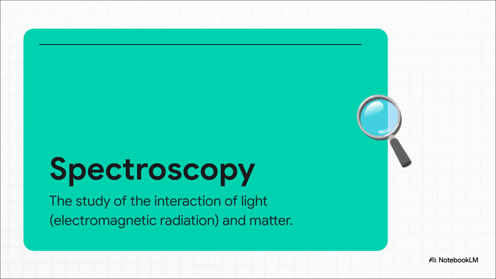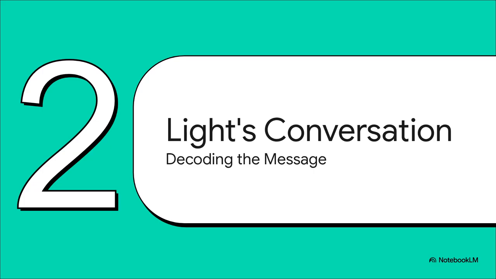I mean, in the simplest terms, it's just the study of how light and matter interact with each other. But the key is this. By shining different kinds of light on a sample and just watching what happens, we can decode a ton of information about the molecules inside. Think of it just like a conversation. We send a message in using light, and the molecule sends a message back to us, usually by absorbing some of that light. And our whole job is to interpret that message.